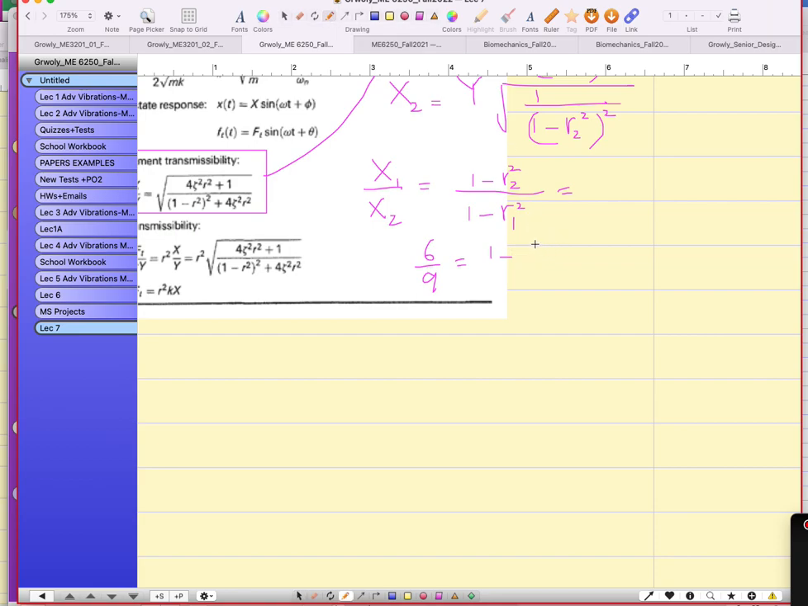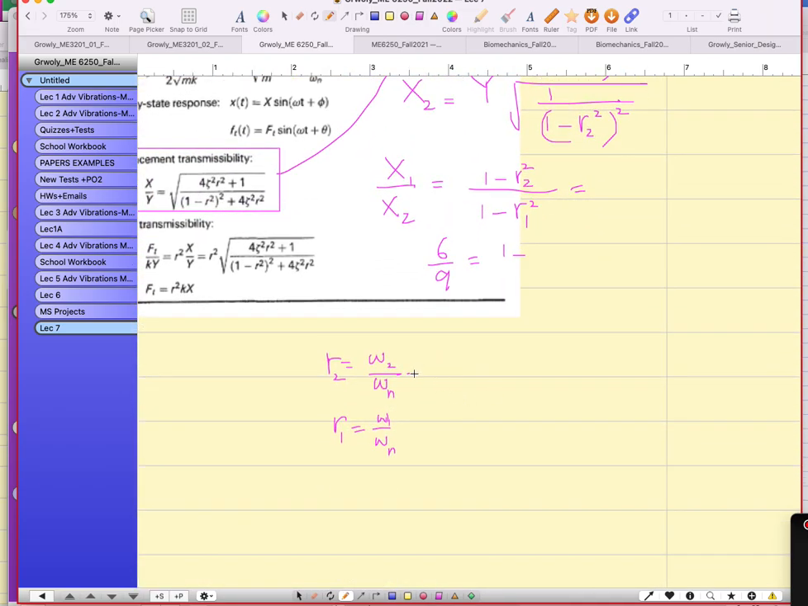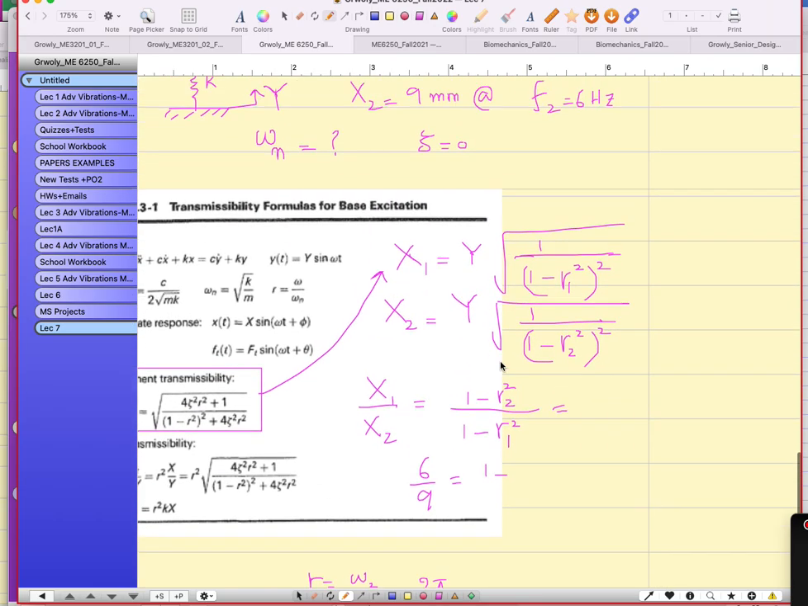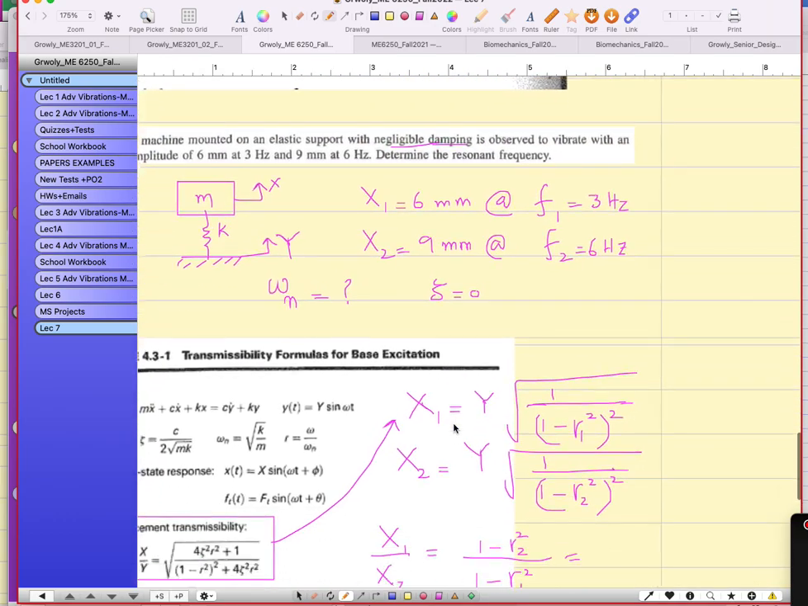So r equals omega over omega n. So r2 equals omega 2 over omega n, r1 equals omega 1 over omega n. And let's do this over here. What is omega 2? Omega 2 is 2 pi f2, which is 6. Omega 1 is 2 pi f1, which is 3.